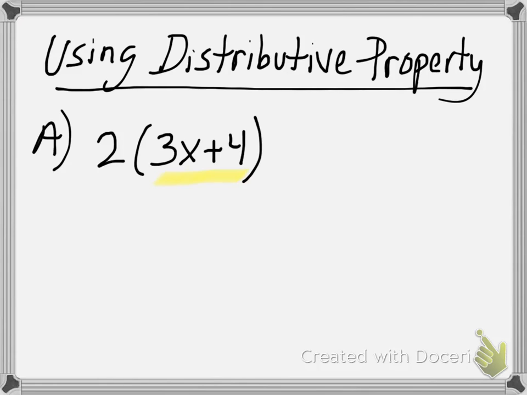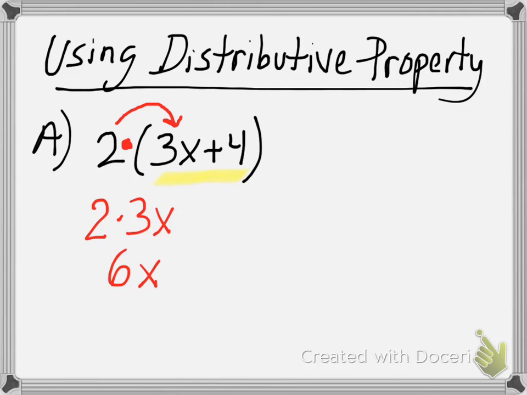If I know that it's going to be 2 times the quantity 3x plus 4, I know that it's multiplication because there's nothing right in between here. So that's an automatic multiplication sign. I can separate them and multiply them separately. So 2 times 3x makes 6x. Because I can multiply unlike terms, I just can't add and subtract them.